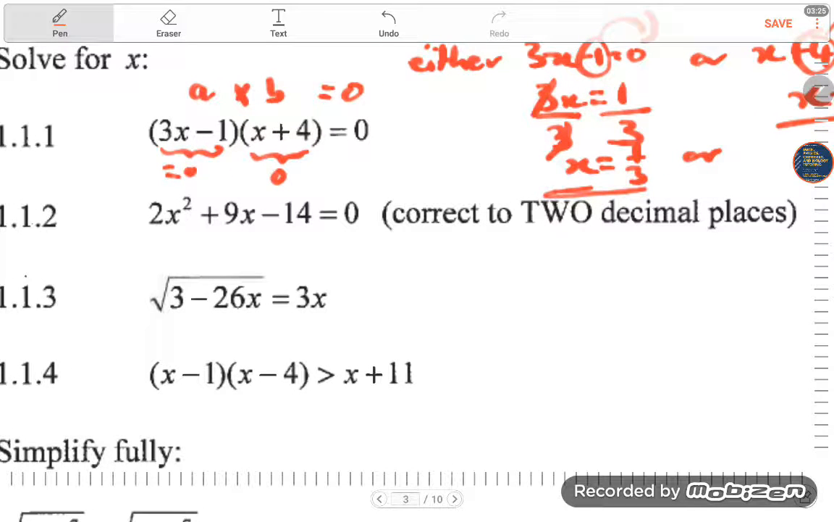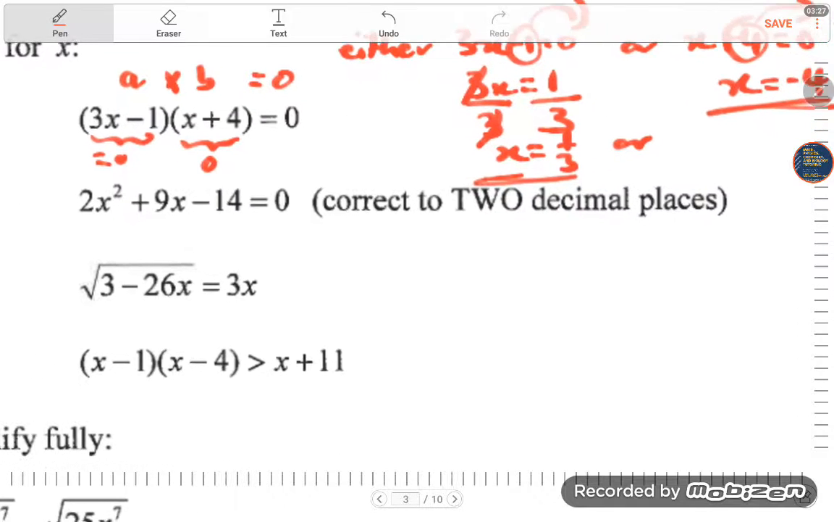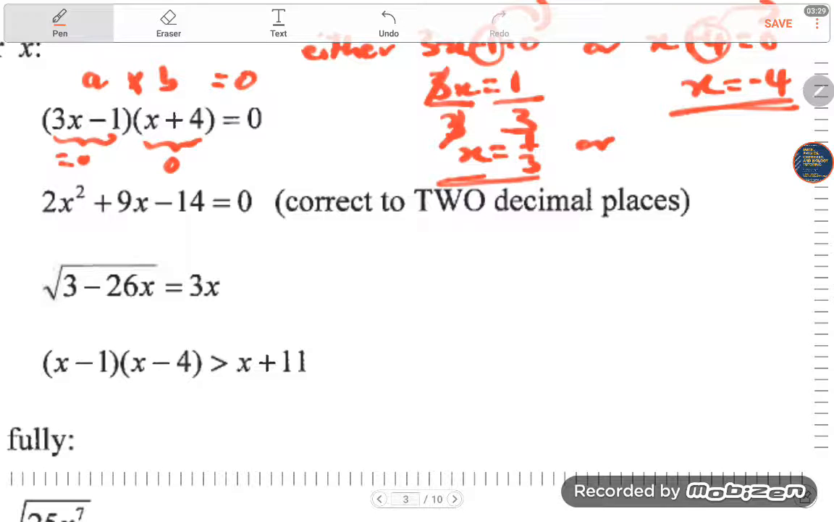2x squared plus 9x minus 14, corrected to 2 decimal places. Already, just by reading the question, the fact that they're talking about 2 decimal places means that your answer is going to be either in surd form, or it's going to have a couple of decimal places, usually infinite, without any repetitions or pattern to them. So already you can tell from here that you're going to have to use the quadratic formula.